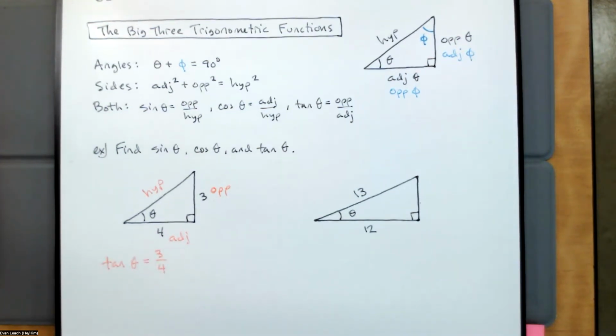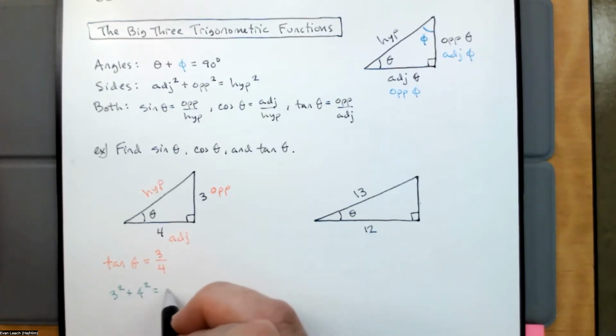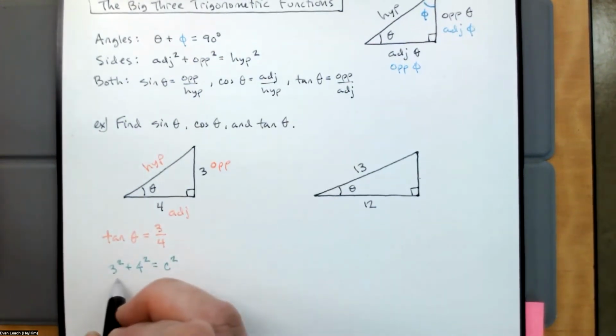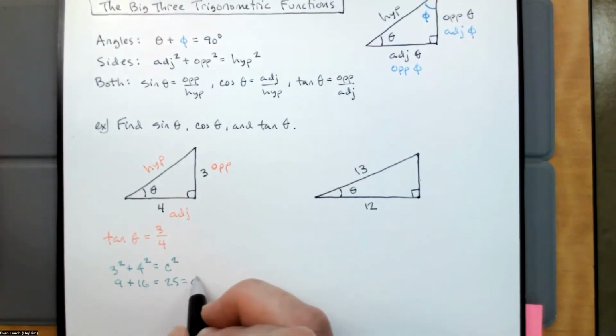For sine and cosine, we're going to need to know the hypotenuse. So how can we find the hypotenuse? What are we going to use? We'll use the Pythagorean theorem. The sum of the squares of the legs. So 3 squared plus 4 squared is equal to c squared. So 3 squared is 9, 4 squared is 16. That's 25 equals c squared. So how much is c?